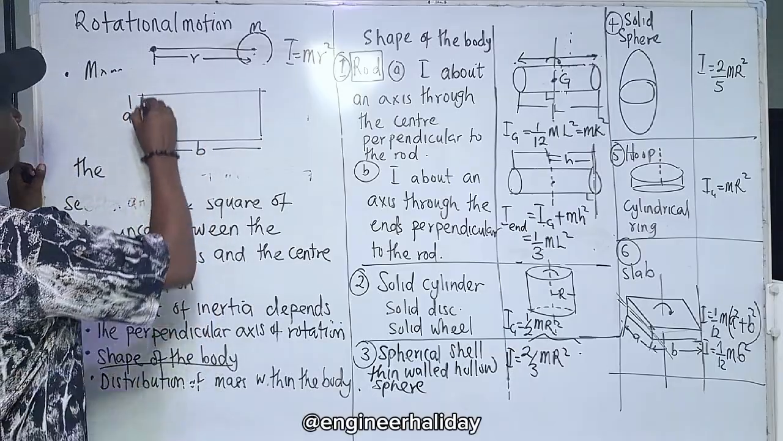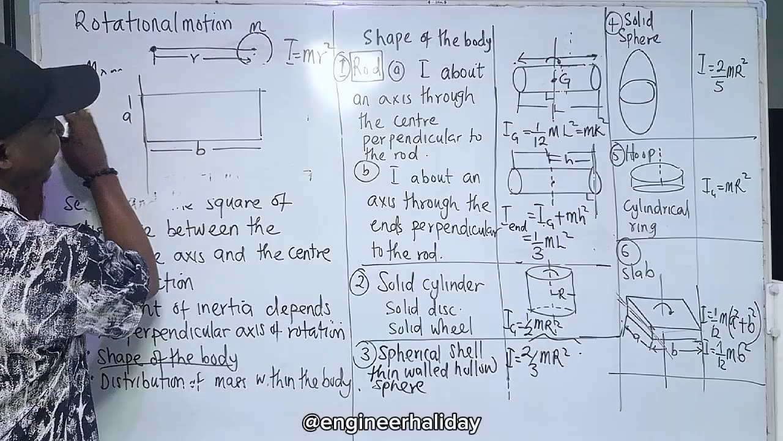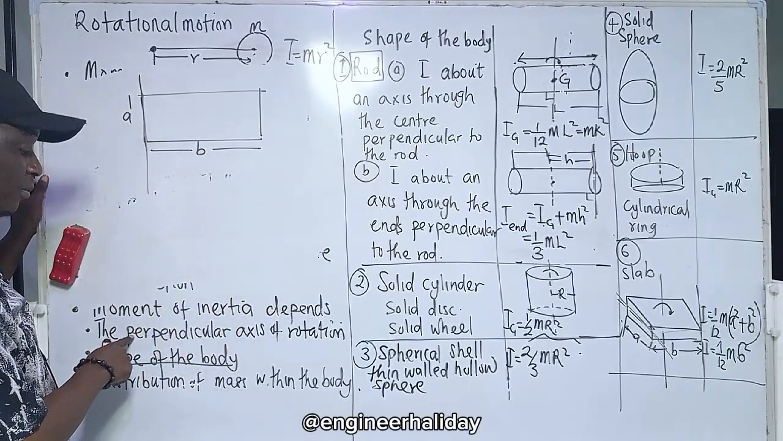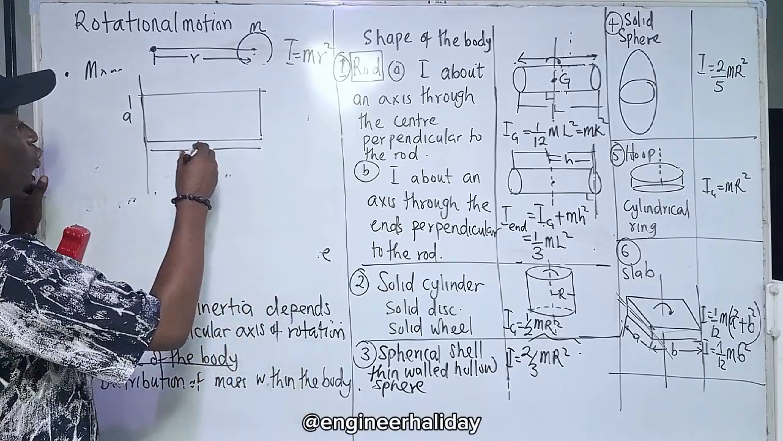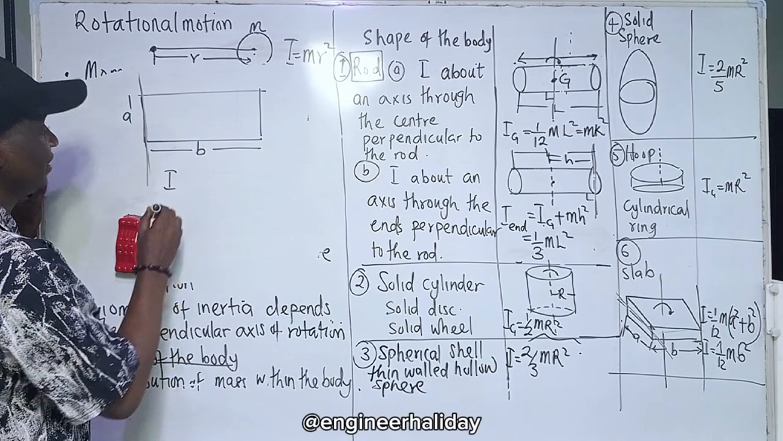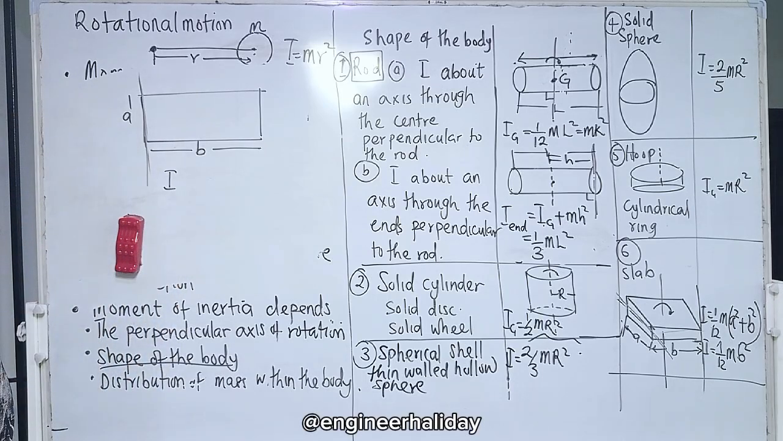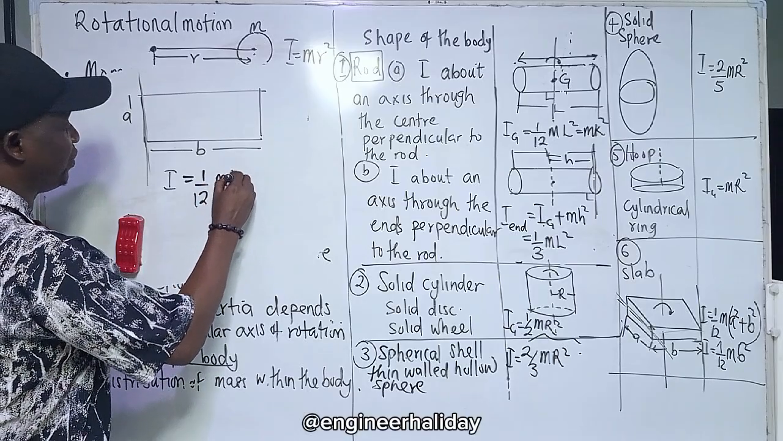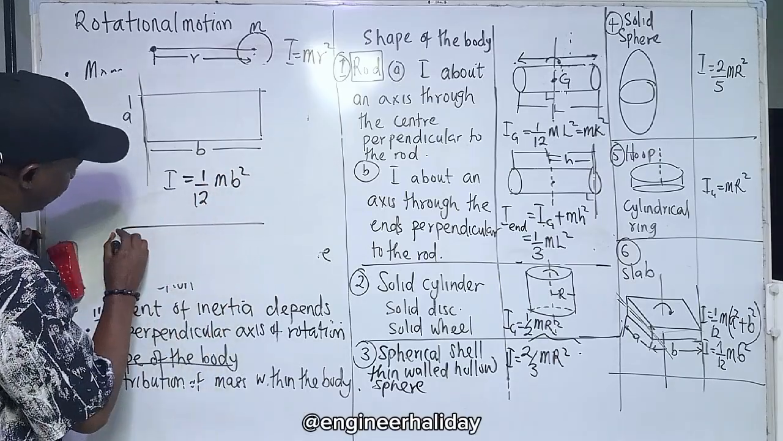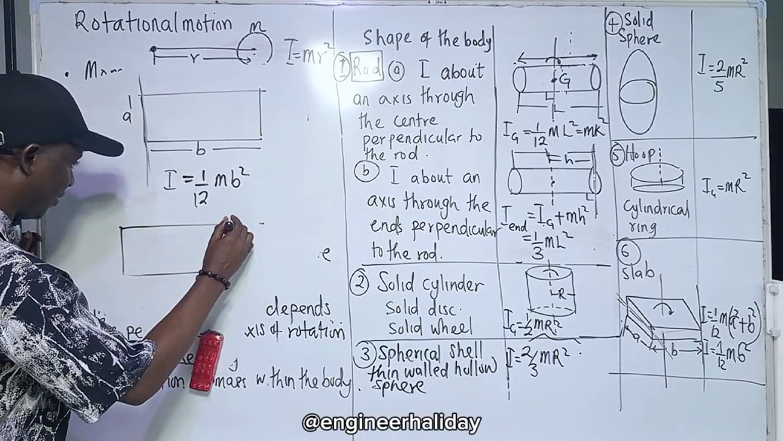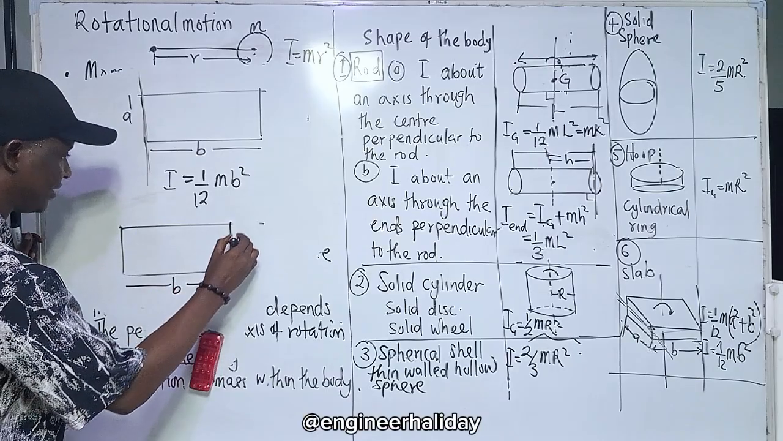Let me draw it like this. If I want to take the moment of inertia about this end, that side is not perpendicular, rather it's parallel. That's why we say it must be a perpendicular axis of rotation. So to calculate the moment of inertia about this end, I equal 1/12 mb². If I now want to consider this other side, this b and this a.